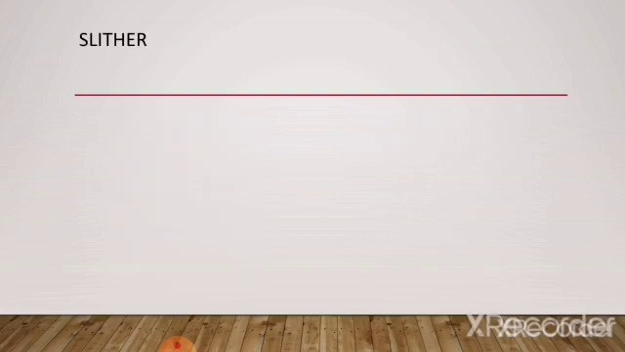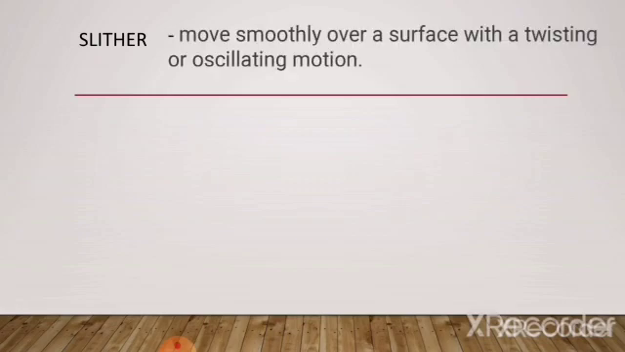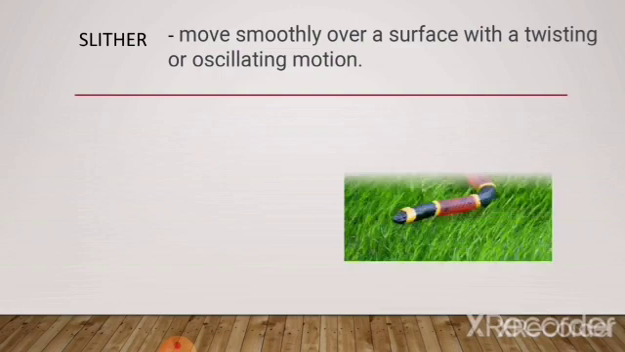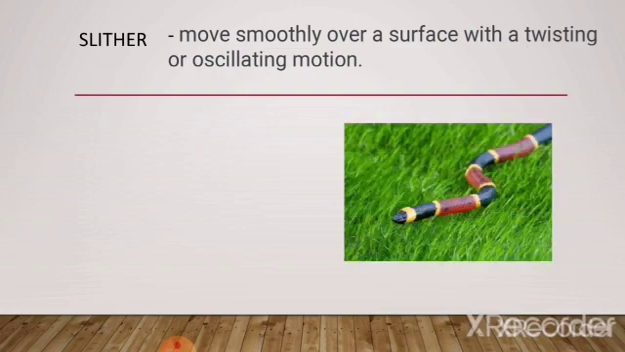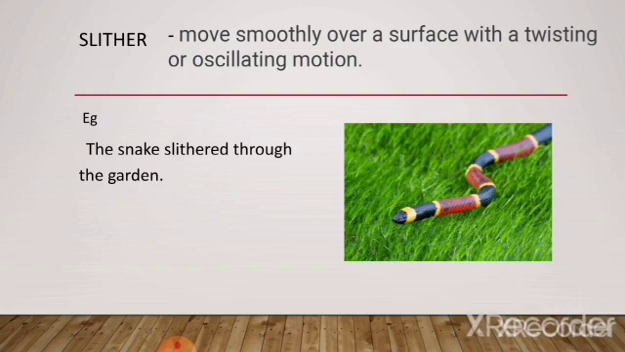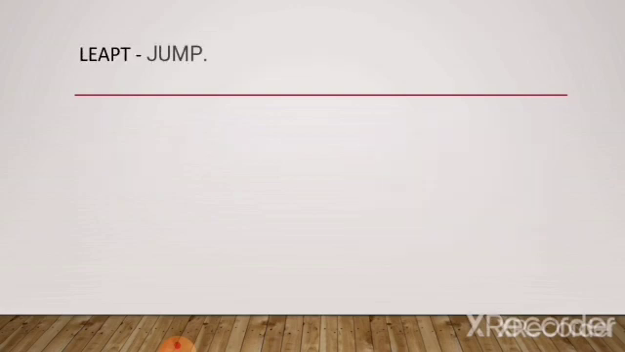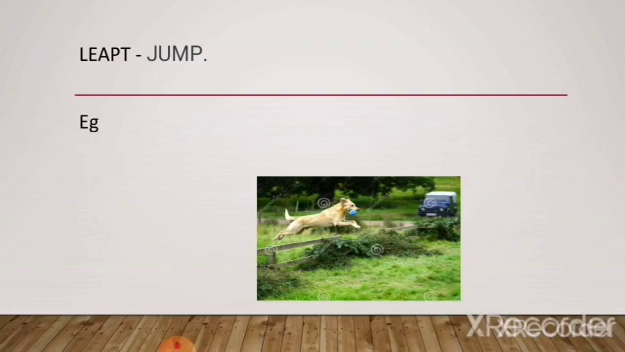The next word is slither. You have already learned this meaning in the last video. Slither means move smoothly over a surface with a twisting or oscillating motion. In the picture, you can see a snake. The snake slithered through the garden. It refers to the twisting and oscillatory motion of snakes. The last word is leapt. In the picture given, you can see the dog leapt over the fence. Leapt is the past tense of the word leap. It means to jump.